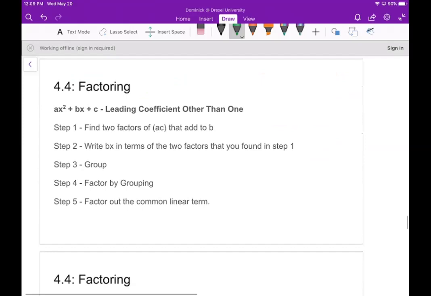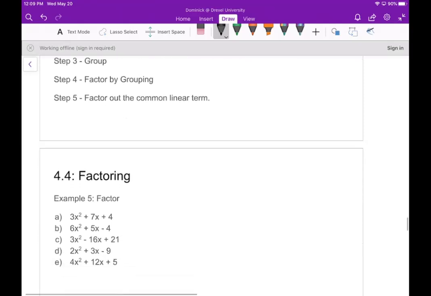Okay, now the last type of factoring that we're going to look at is, well, what if, in the factoring we did before, where you have x squared plus something times x plus something else, instead of x squared, it's something times x squared? Okay, so now there's 5 steps. First, you're going to find what a times c is, so your coefficient of x squared times your constant, and you're going to look for 2 factors of that product that add to b. Now, once you do that, you're going to write the middle term bx in terms of the 2 factors that you found in step 1. And then you're essentially going to have 4 terms, so that's going to suggest itself to factoring by grouping. So that's what we're going to do.